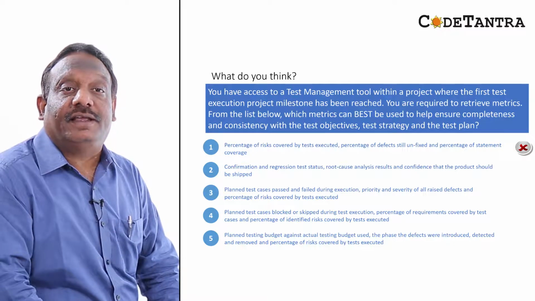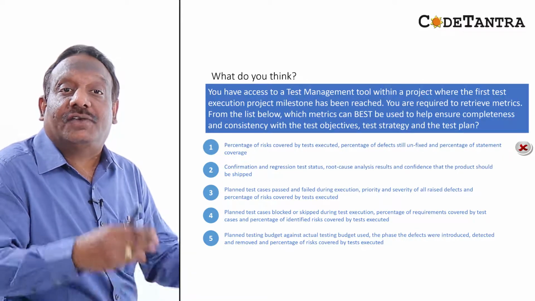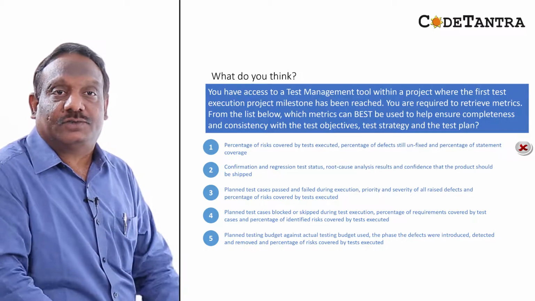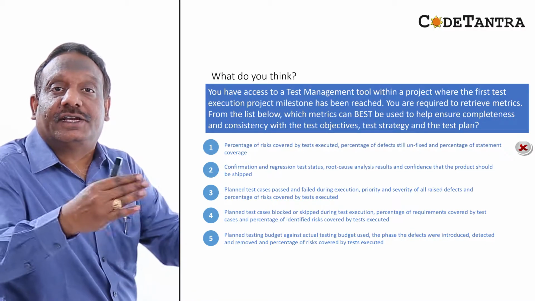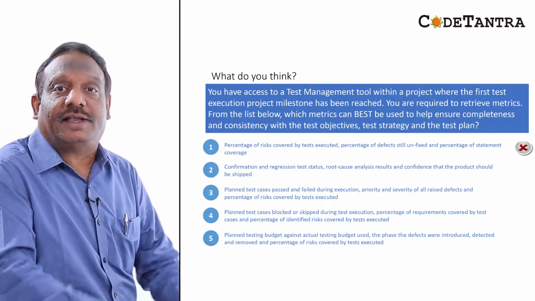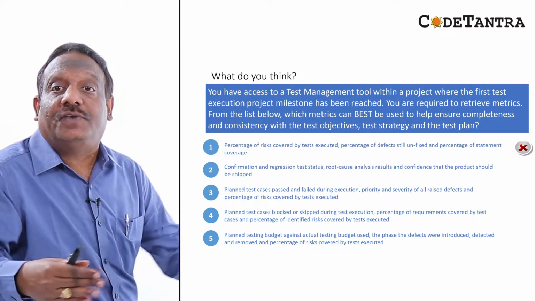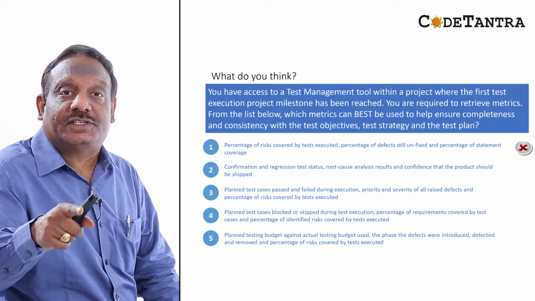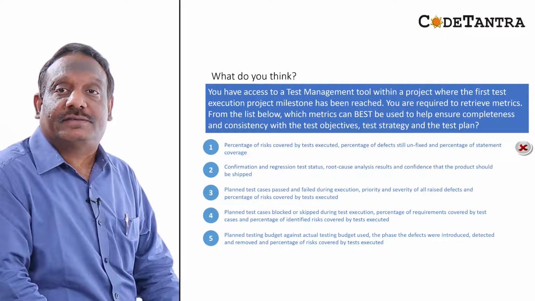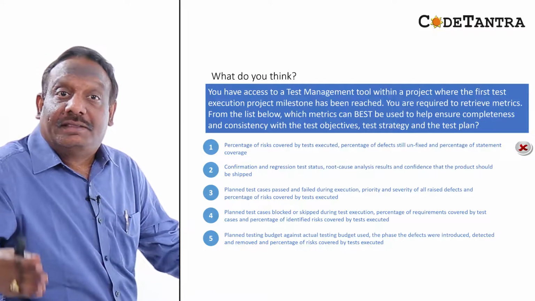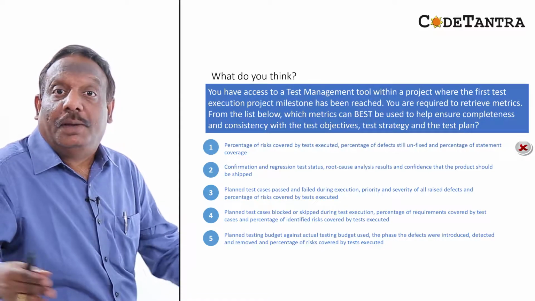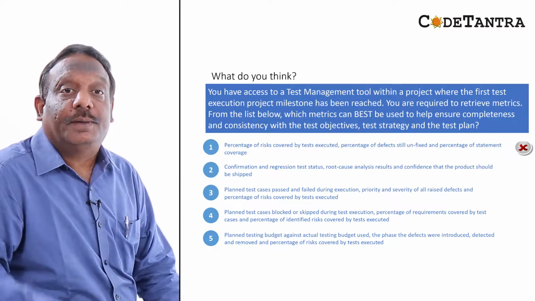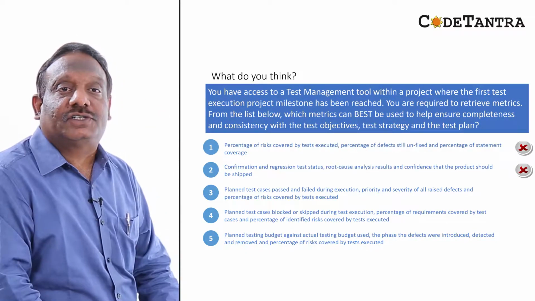The second point there is confirmation and regression test status. Confirmation testing is also called retesting. So retesting and regression test status, root cause analysis results and confidence that the product should be shipped. Does it give you the consistency and completeness metrics? No. Maybe the regression test status may tell you, but definitely not the root cause analysis and the confidence about the product. So it's a false statement.